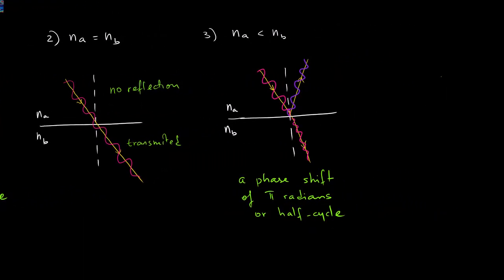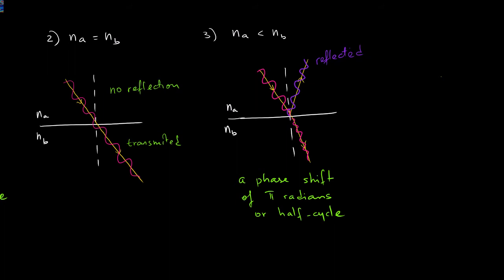Now for case 3, where NA is less than NB, the light is incident from the lower index of refraction to the higher index of refraction, and there is a phase shift of pi radians, or half cycle. So the reflected ray, the reflected wave, is actually shifted by half a cycle.